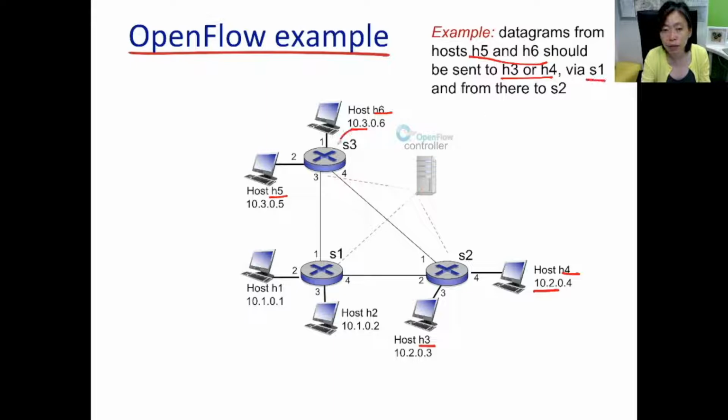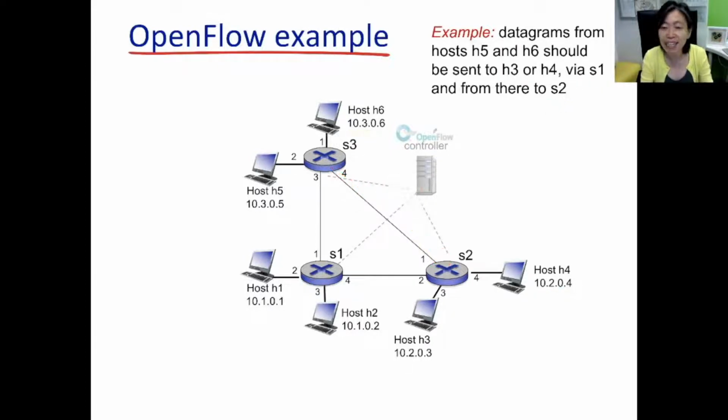Okay, from S3 here through S1 and then reaching S2. So we want this path. Now, the reason we want to do this in SDN is this. In traditional routing, the routing algorithm usually gives you this. If you want to send data from the 10.3 subnet to the 10.2 subnet, because this is only one hop, this is the shortest path. Traditional routing does not provide you the flexibility of manually configuring a specific route.